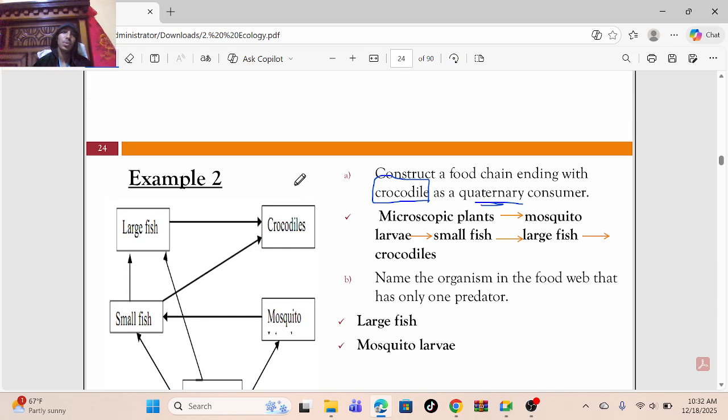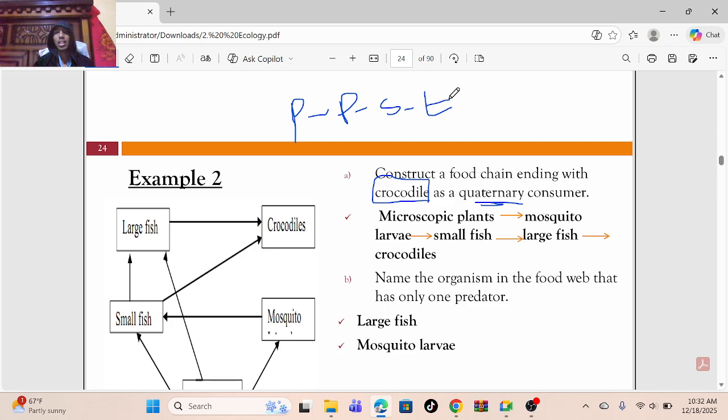So utafanya aje? Utaandika hapa. Unasema inaanza na producers. So hivyo followed by primary consumer, followed by secondary consumer, followed by tertiary consumer, followed by quaternary. So quaternary ndo last. So ngapi kwa mbele yake? Ni 1, 2, 3, 4. Always ni lazima uanze producer.